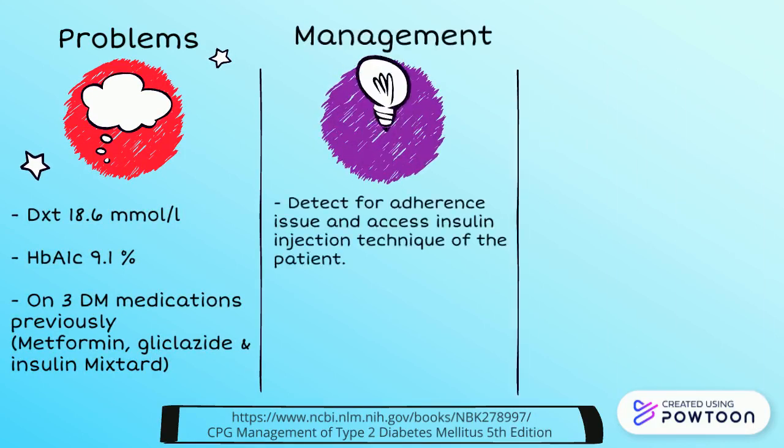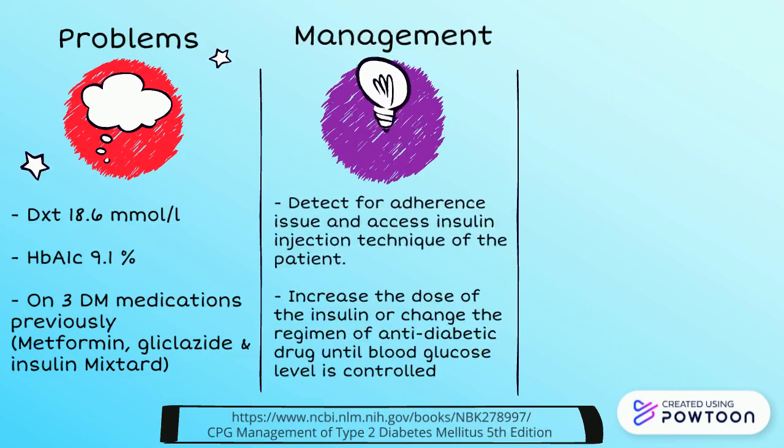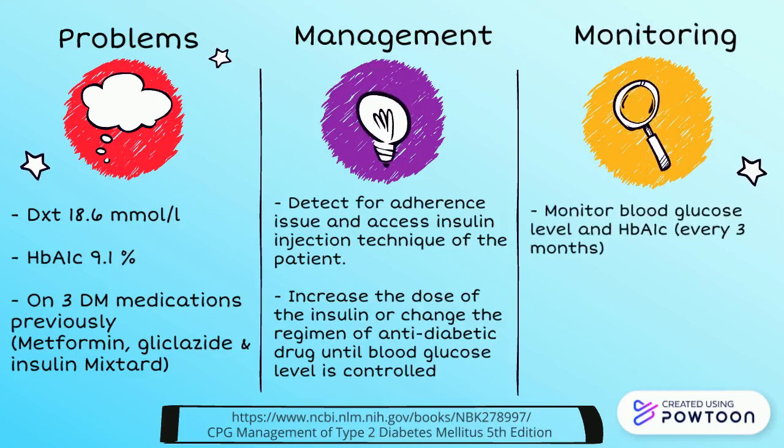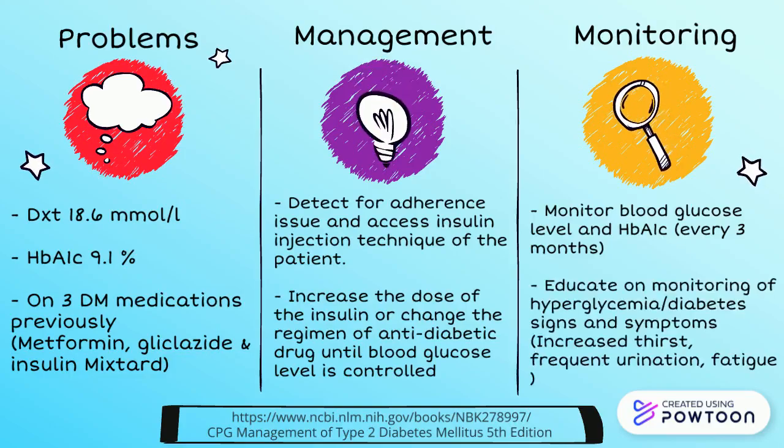Therefore, we should detect for adherence issue and assess the insulin injection technique of the patient. If the patient has no adherence issue, we may need to increase the dose of the insulin or change the regimen of anti-diabetic drug appropriately based on guideline until blood glucose level is controlled. We should also monitor the patient's blood glucose level and HbA1c, preferably once every 3 months. Also, we need to educate the patient to identify the signs and symptoms of hyperglycemia or diabetes, which may include increased thirst, frequent urination, and fatigue.